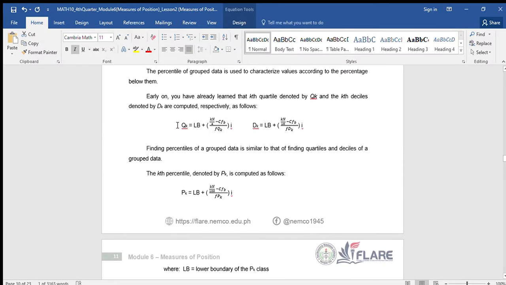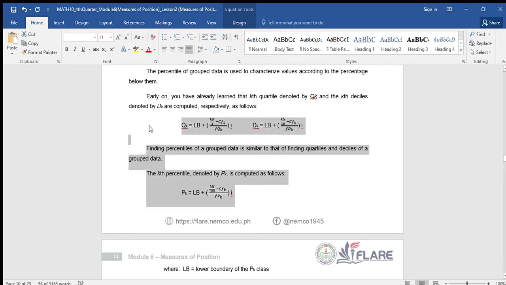So as you can see, the formula is the same. The only difference is the denominator, which is different from Kn over 4 for quartiles. For deciles, that is Kn over 10. For percentiles, that is Kn over 100. And the rest is the same process. Again, the only difference is the denominator.